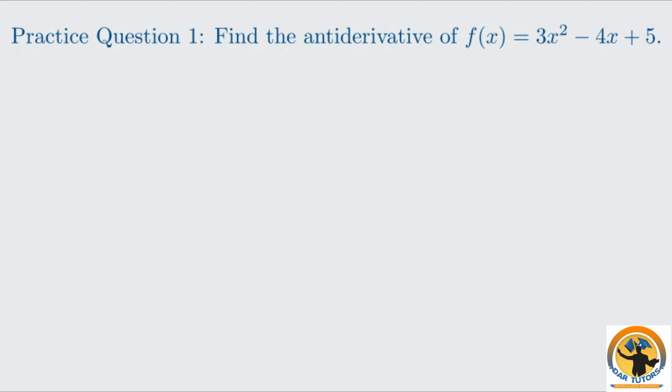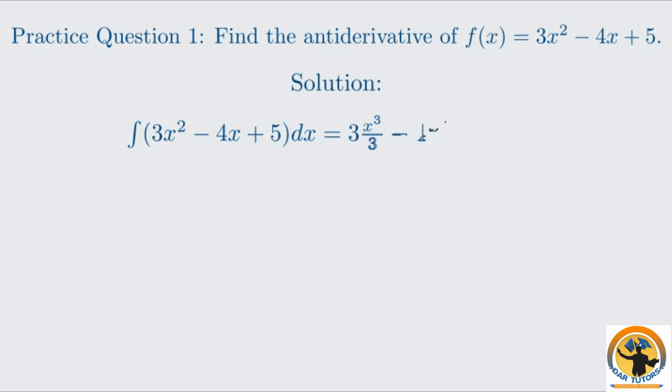Let's go through the solution. We can find the antiderivative of each term separately. The antiderivative of 3x squared is 3 times x cubed over 3, which is x cubed. The antiderivative of negative 4x is negative 4 times x squared over 2, which is negative 2x squared. The antiderivative of 5 is 5x. Don't forget the constant of integration, c. So the antiderivative is x cubed minus 2x squared plus 5x plus c.